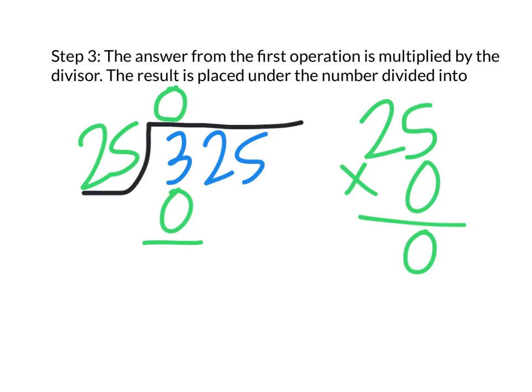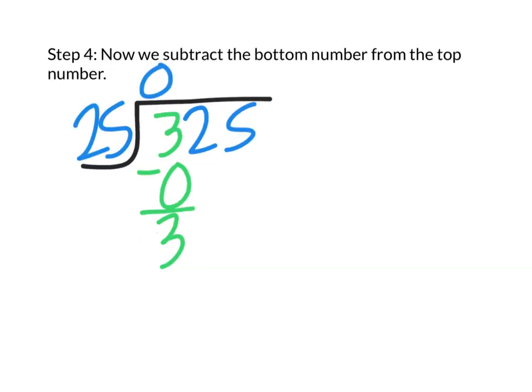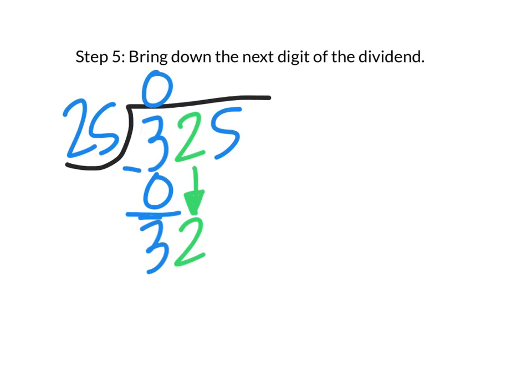Now we're going to want to take the answer from the first operation, 0, and multiply it by the divisor, 25. The result, which would be 0, because 25 times 0 is 0, is then placed under the number divided into, or placed under the dividend, right here. From there, we can subtract the bottom number of 0 from the top number of 3, which gets us 3, which was our previous remainder. Now we're going to want to bring down the next digit of the dividend, 2, which gets us 32.